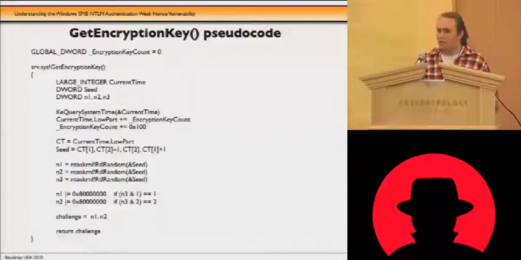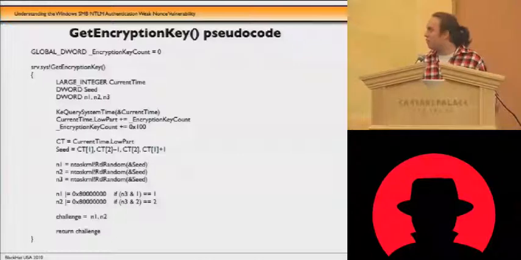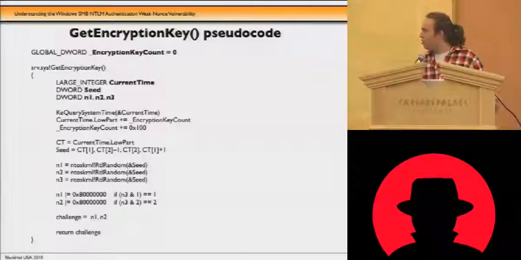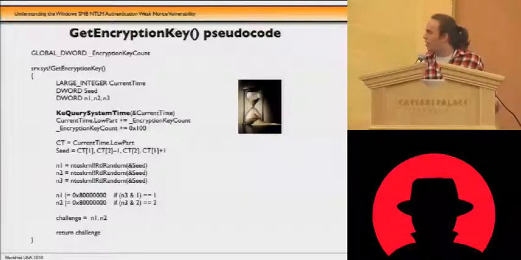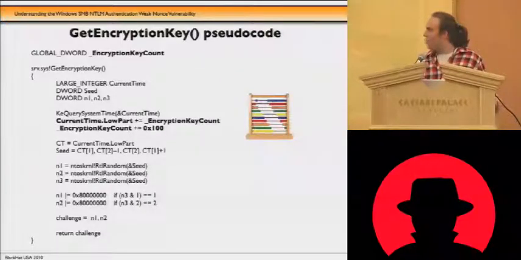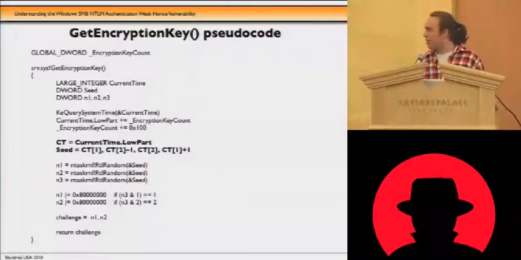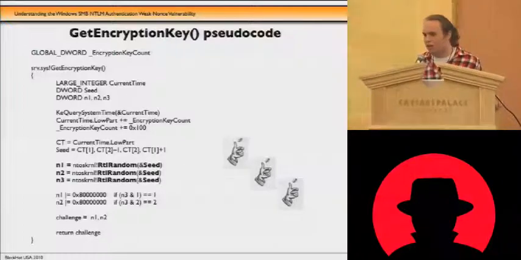So this is the getEncryption_key pseudocode that we arrived at after disassembling the function. The first thing we see is how it calls the query system time function. With the low part of the returned current time, we'll add a counter and we'll update that counter, and we'll create a seed using that formula. We'll only use the low part of the current time and only the middle 16 bits, and we'll add and subtract a number. And once the seed is created, we'll call the RTL random function 3 times in a row.